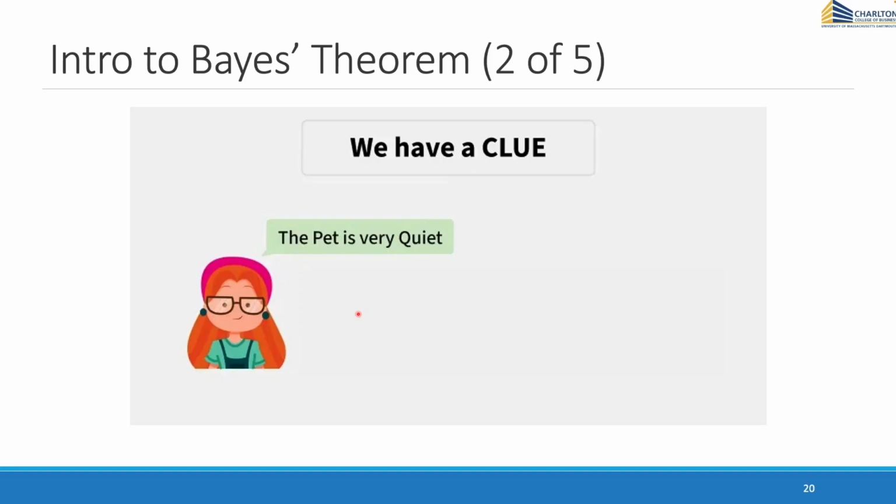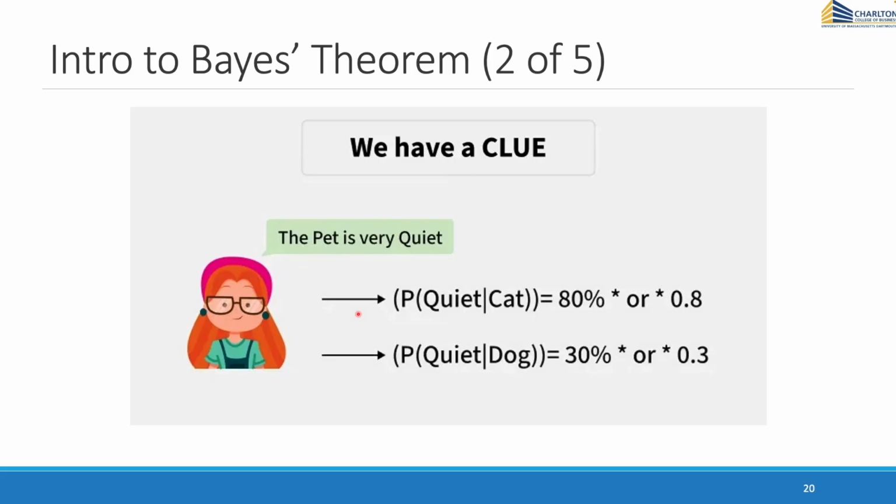Somebody from the guests gives you some information. The pet is very quiet. Now you have some new knowledge that you can use to update your belief or your guess, right? Statistically speaking, 80% of the cats are quiet and 30% of the dogs are quiet. So we have some conditional probability, or likelihood, that helps us to update our belief. The probability of a pet being quiet, knowing that it's a cat, is 80%, and the probability that a pet is quiet, knowing that it's a dog, is 30%.